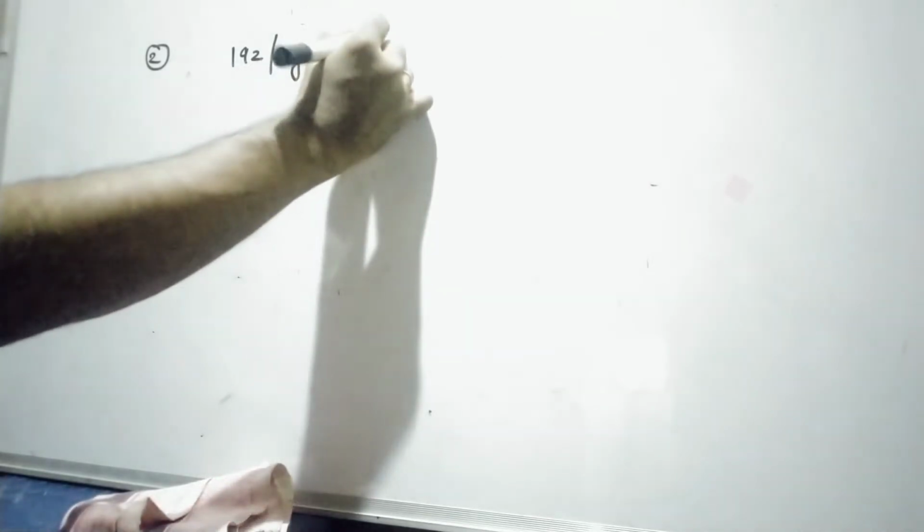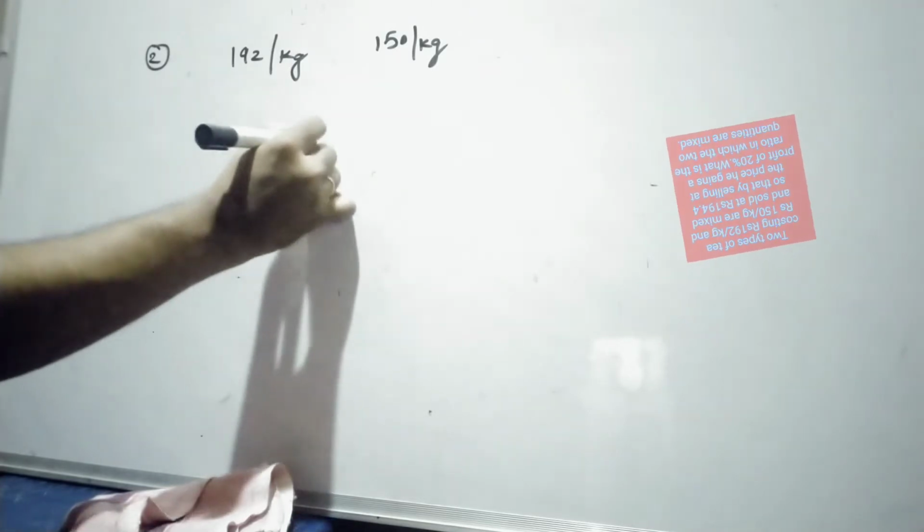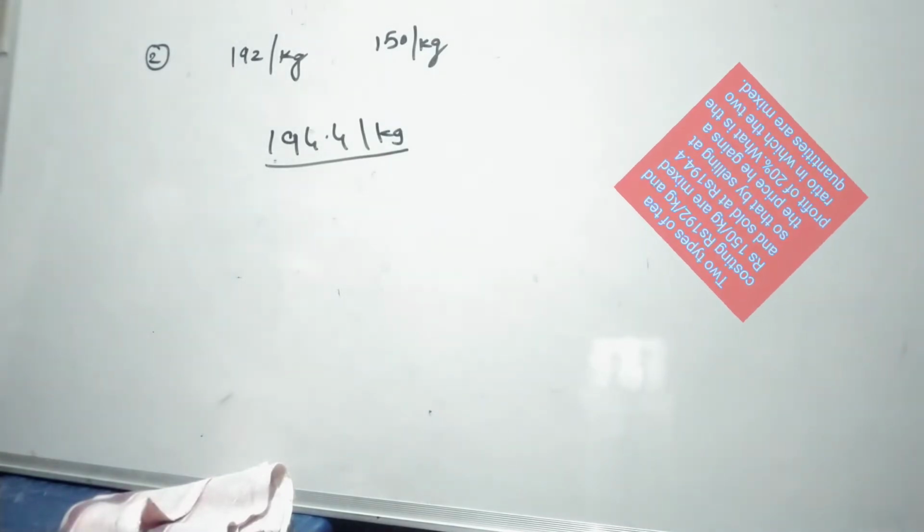The question says, in what ratio should tea costing 192 per kg be mixed with tea costing 150 per kg? So one type of tea is 192 rupees per kg. It is an alligation and mixture question. One quality of tea costs 192 per kg. It's mixed with tea costing rupees 150 per kg. Second type of tea is 150 per kg. The mixed tea is sold at 194.4 per kg, 194 rupees 40 paise per kg. And it is giving a profit of 20%.